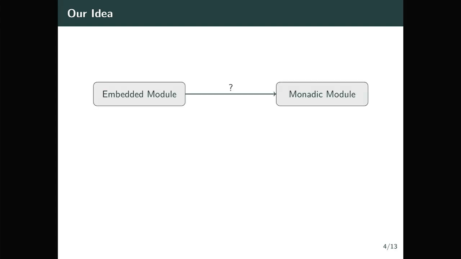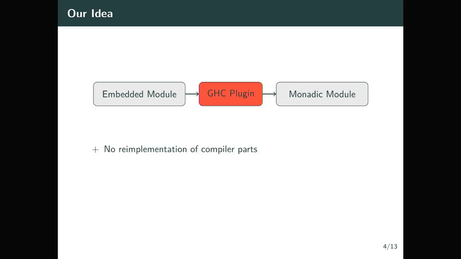So what is the idea of our work? Basically, we have to have some kind of monadic code in order to implement this effect in Haskell, but we don't want to do this by hand. So how can we transform some kind of module which uses our embedding into a monadic module, which basically reprises the code you have seen before? And we do so by using a GHC plugin. That is kind of the contribution.